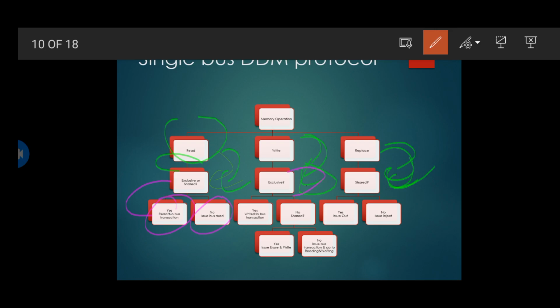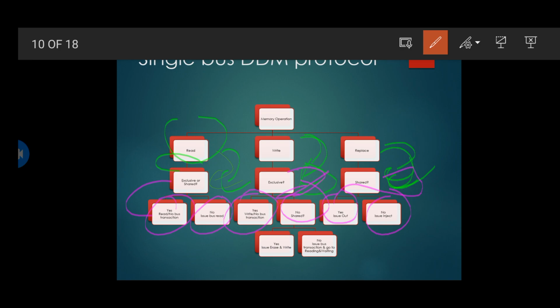Now again exclusive can be S or no operation. S can be write, no bus transaction, and no shared. Shared can be further classified into S or no. S means issue output. No means don't issue inject. That's the difference between S and no here.